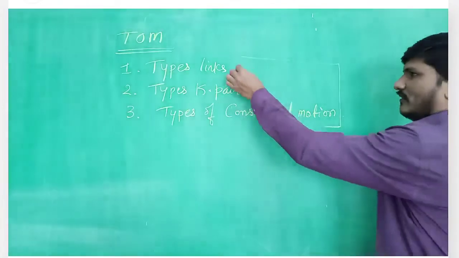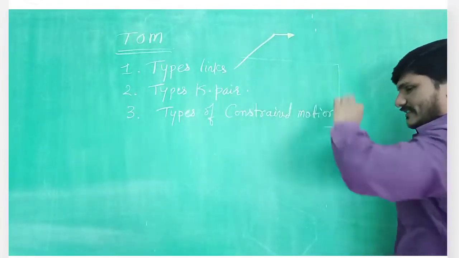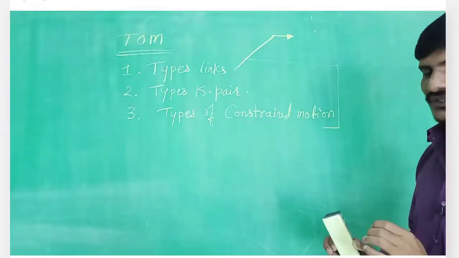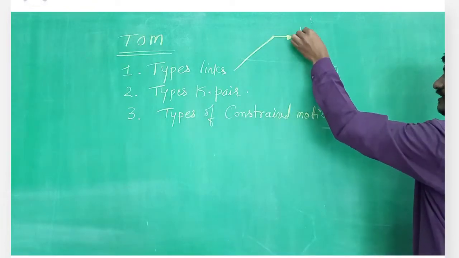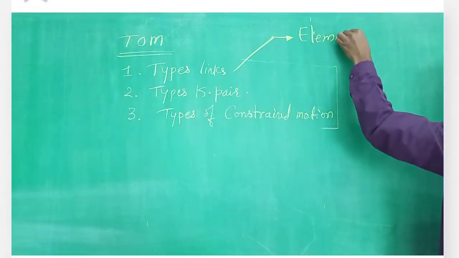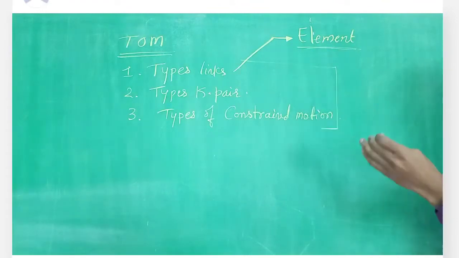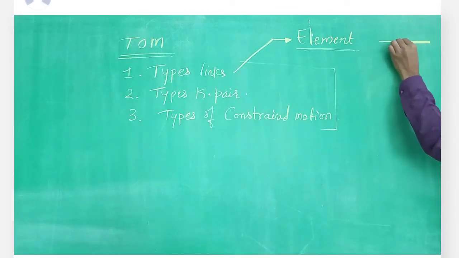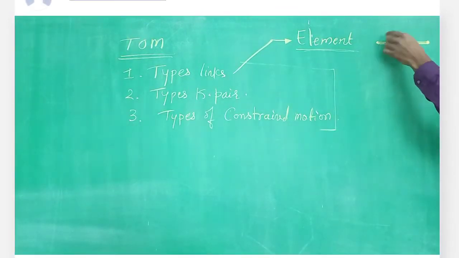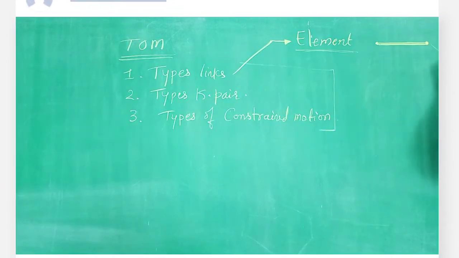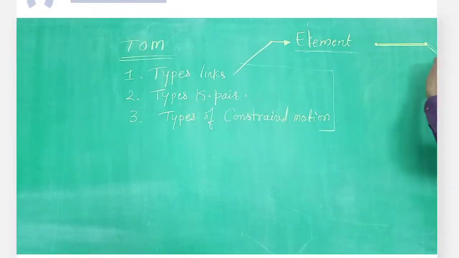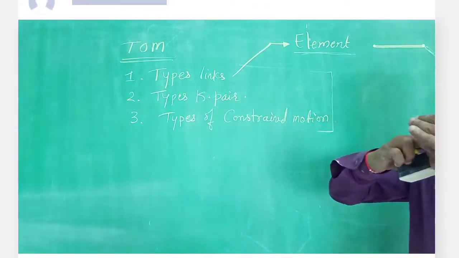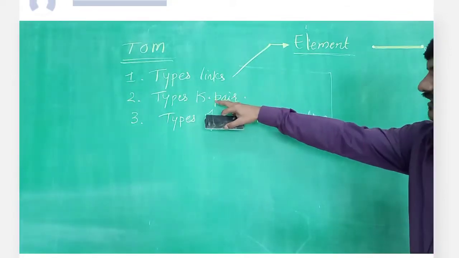First, the types of links. As you know, a link is used to connect one element to another element. These elements are used to give motion to the body. Suppose there is one element, say a shaft, so that is one link. One link is connected with another link, and that forms a pair. When one link is connected with another link, it is called a pair.